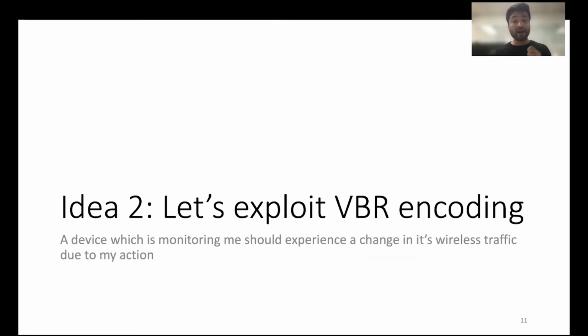This leads us to our second idea. Let's exploit this VBR encoding. The traffic of a device that is monitoring me should change in response to my motion. That is, if the scene is static, the traffic of the device would be less or stable. And when I walk into the scene and start doing some activities, the traffic of the device will become dynamic and change rapidly to a higher value.